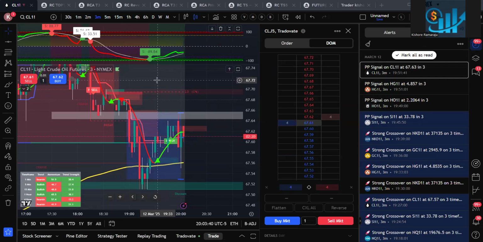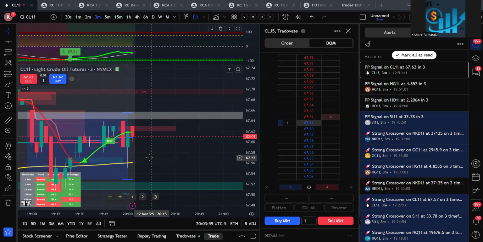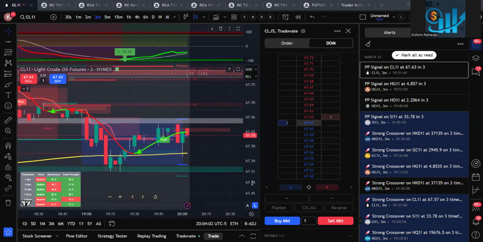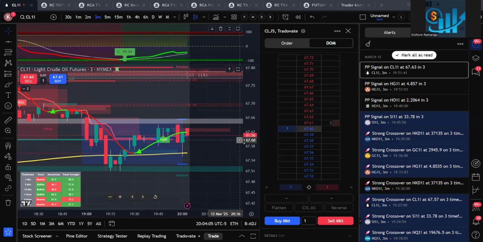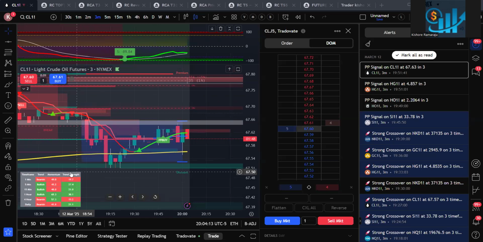You can also include T55, but for simplicity's sake, I'm just using two to keep it simple. So we got a buy signal, but the table and all these things are not matching, and also it is very choppy. So we can ignore the signal.